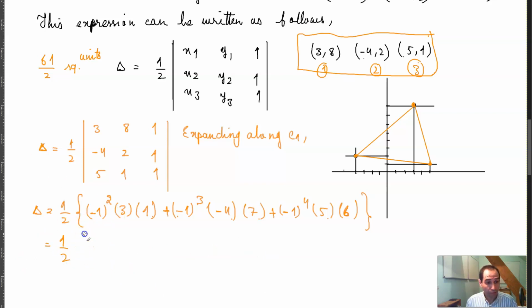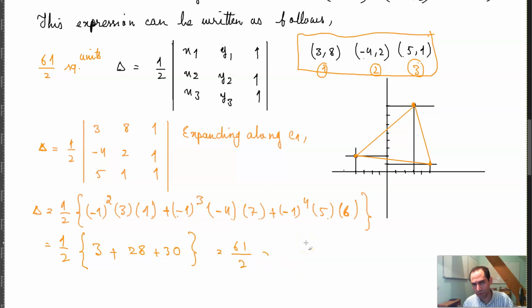I have 1/2 times, basically this is 1 times 1, so that's a 3, and then you have negative 1 times negative 1 is positive 1, that's 28, and here I have 1, and that's a 30, that's 58 plus 3 is equal to 61, and that's 61 halves.